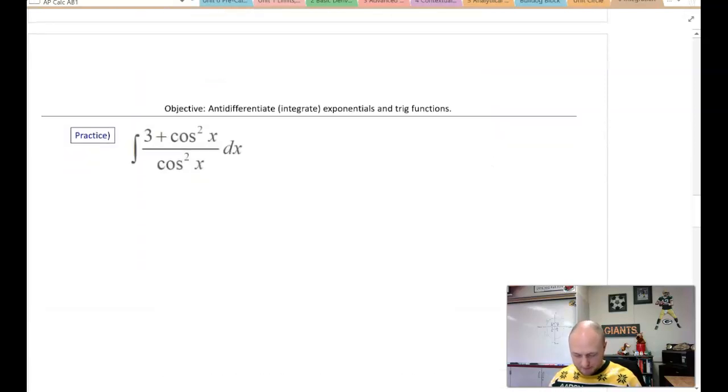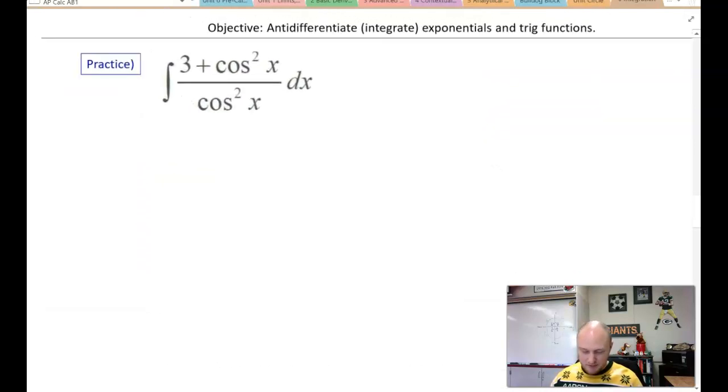Next practice problem. This time we have some trig. Ooh, this one looks fun. Go ahead, pause the video, give this a go, and I'll talk through this one here in a second.